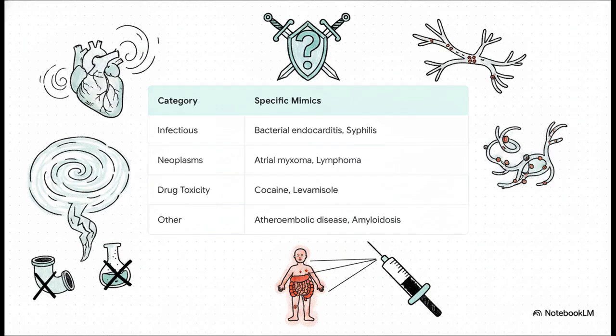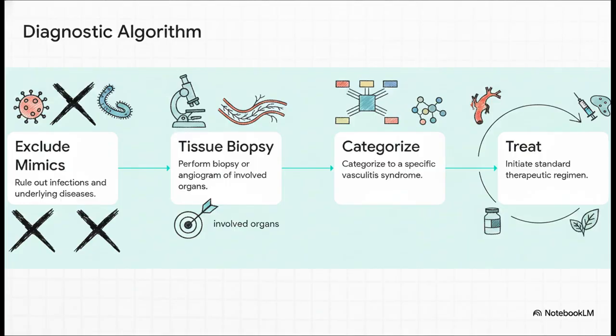Well, picture this. You've got a patient deteriorating rapidly with multi-system failure. The empirical treatment for vasculitis is heavy immunosuppression. If that patient actually has bacterial endocarditis, or maybe an atrial myxoma masquerading as vasculitis, giving them high-dose glucocorticoids could be catastrophic. You also have to be highly suspicious of drug toxicities, especially cocaine or levamisole-laced cocaine, which can perfectly mimic these inflammatory syndromes. So how do we nail this down?